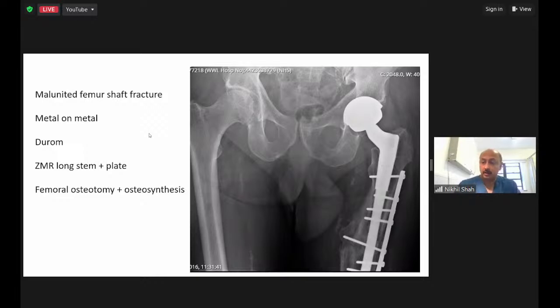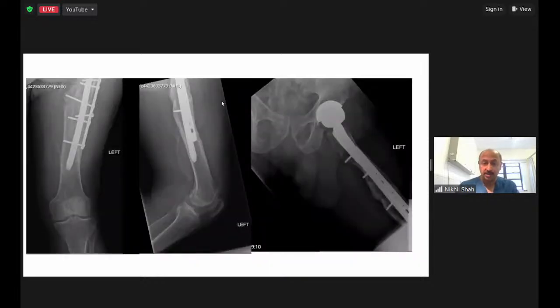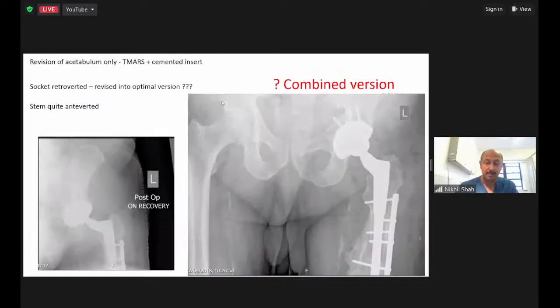The surgeon had treated the problem using a long ZMR stem, osteotomy, plating of the osteotomy at the same time, and a metal-on-metal hip replacement using a Durom resurfacing cup. The patient did quite well with his hip for about 6 or 7 years, but then unfortunately developed adverse reaction to metal debris. And so I performed his first revision for ARMD.